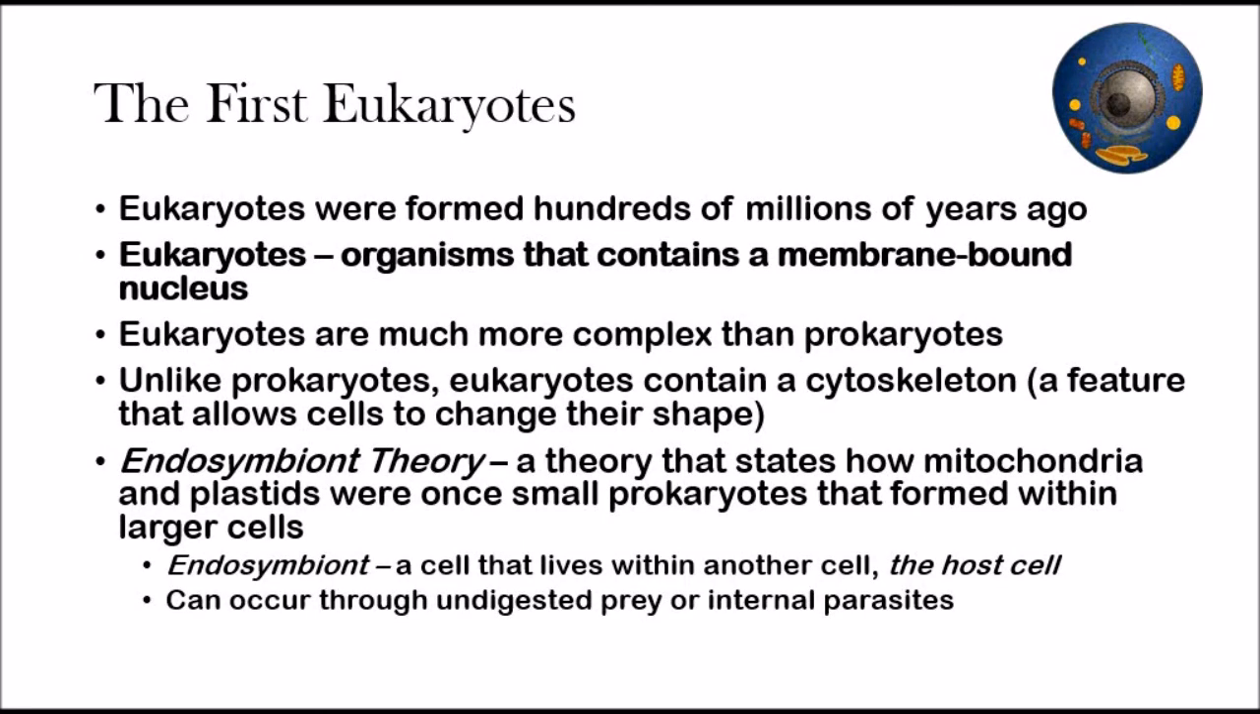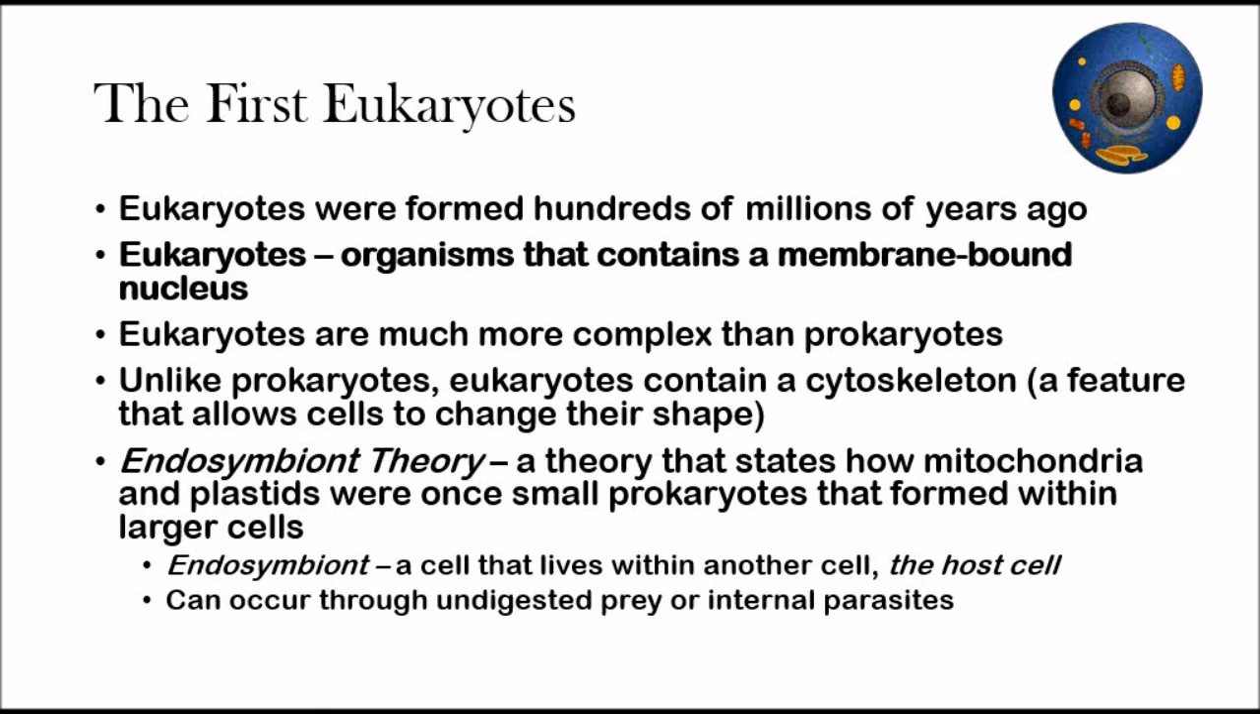The first eukaryotes. Okay, so eukaryotes were formed hundreds of millions of years ago, after prokaryotes. Eukaryotes are organisms that contain membrane-bound organelles, and they're significantly more complex than prokaryotes. Unlike prokaryotes, eukaryotes contain a cytoskeleton, a feature that allows the cell to change its shape.